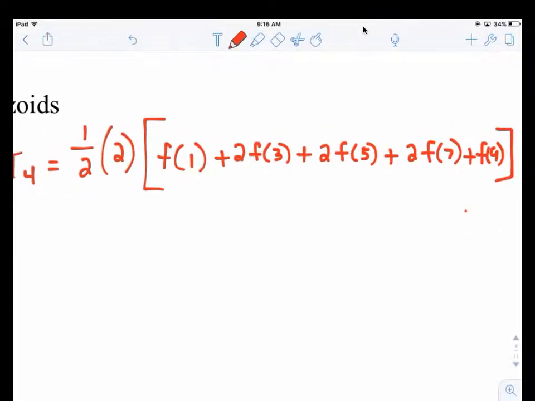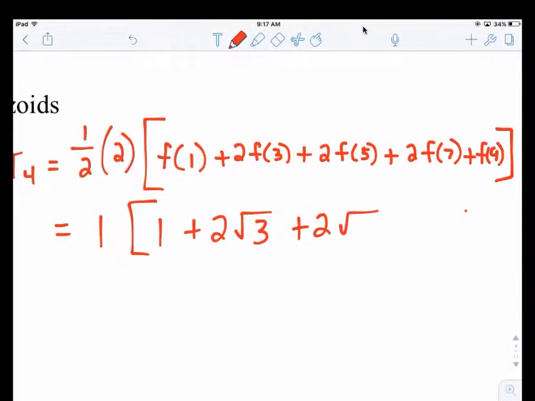All right, so that's your trapezoid rule if every trapezoid is the same width, right? 1/2 times the width of each, times the first, 1 times the first and the last one, 2 times everything in between. So, f of 1 is 1 plus 2 radical 3, 2 radical 5, 2 radical 7, plus 3.